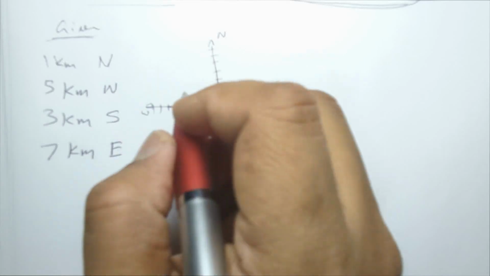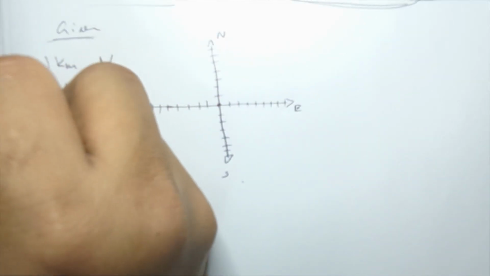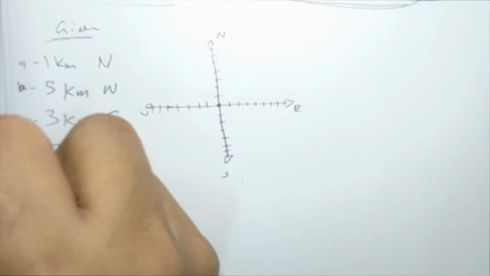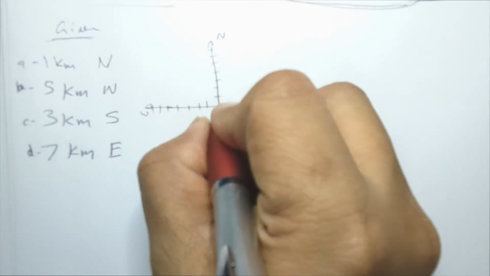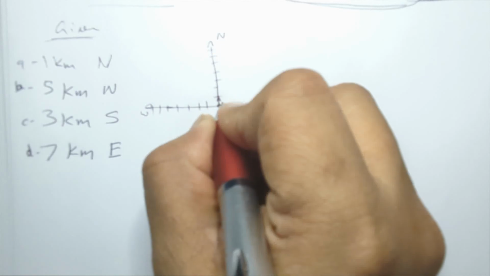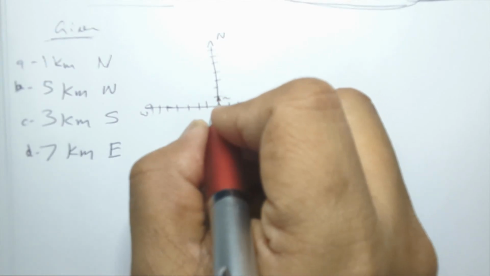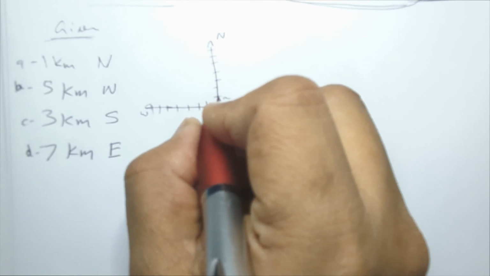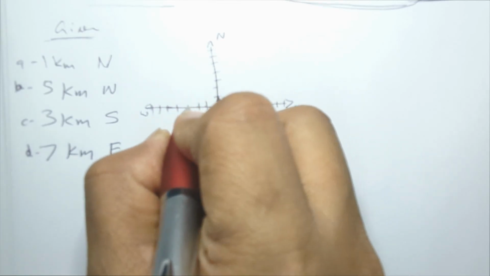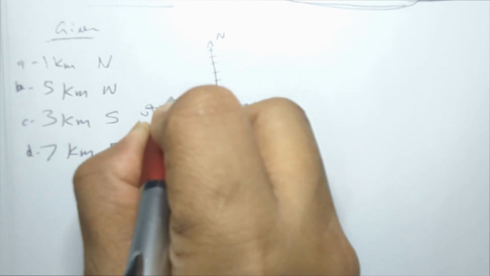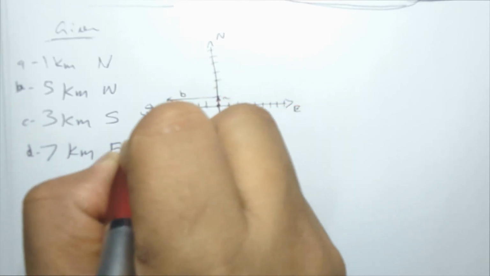Let's call the steps A, B, C, and D. So this is A. We go 1 kilometer up, or north, in here. That's A. And then from here you go 5 kilometers west. So 1, 2, 3, 4, 5. That's your segment B here.